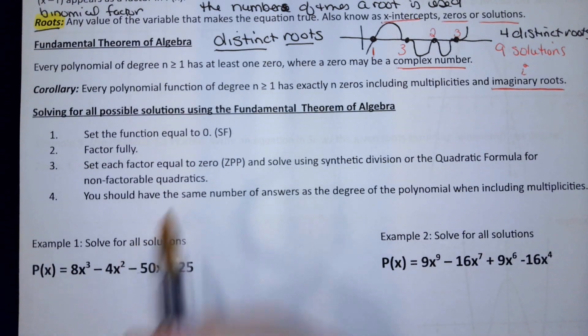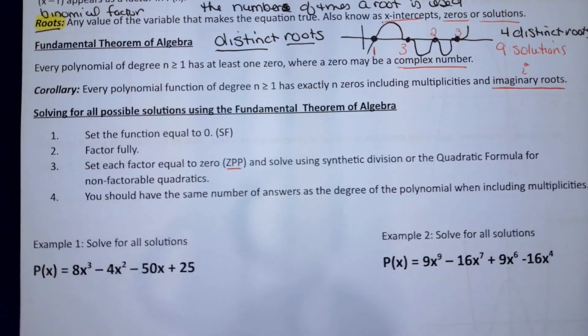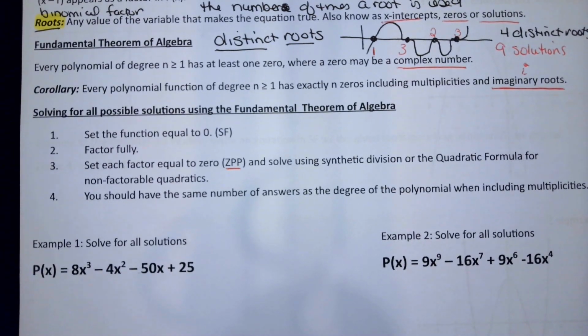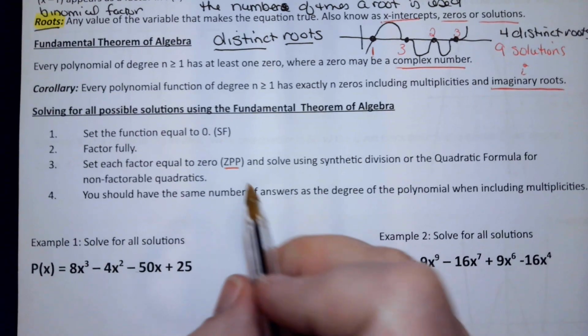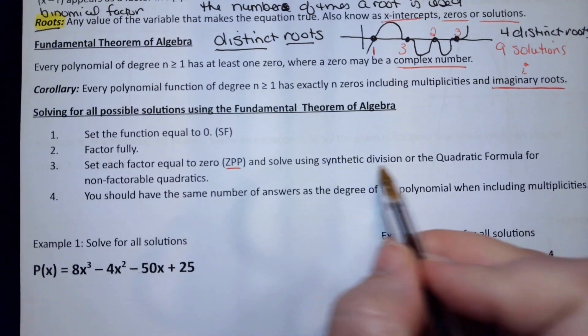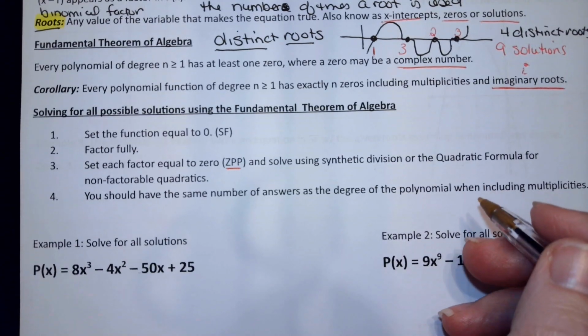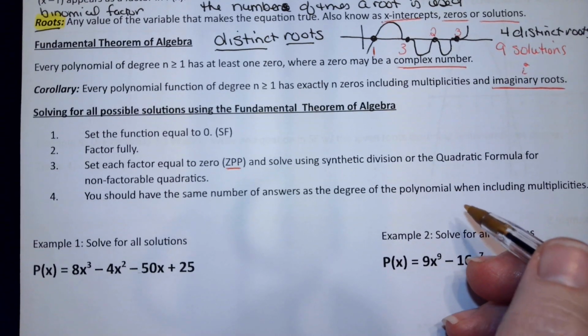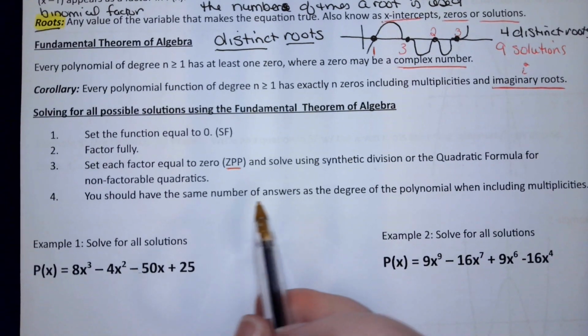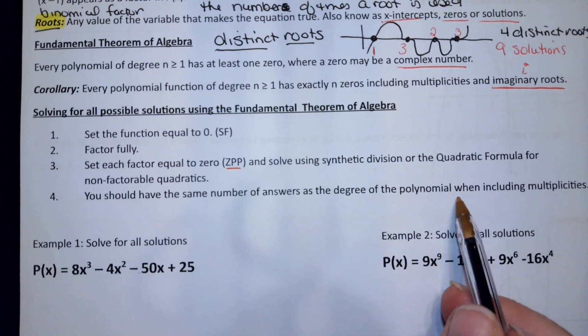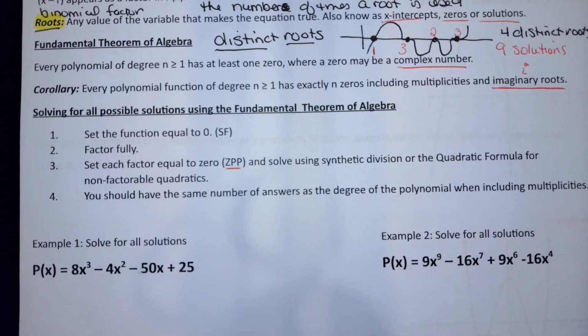This is known as the zero product property, ZPP. You should have done this in Math 1. After you learned to factor, you set each little binomial factor equal to 0 and you solved it. Then we could use synthetic division, or we might have to use the quadratic formula for the non-factorable quadratics. And you should end up with the same number of answers as the degree of the polynomial when including multiplicities.